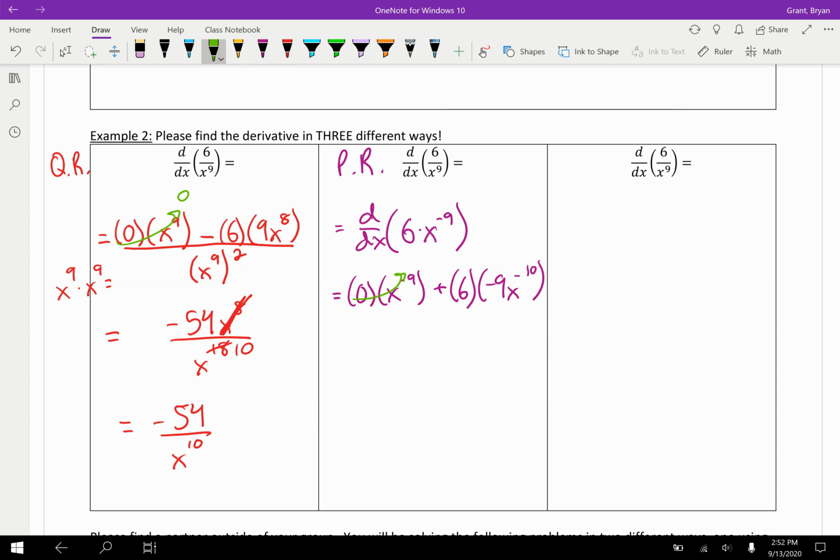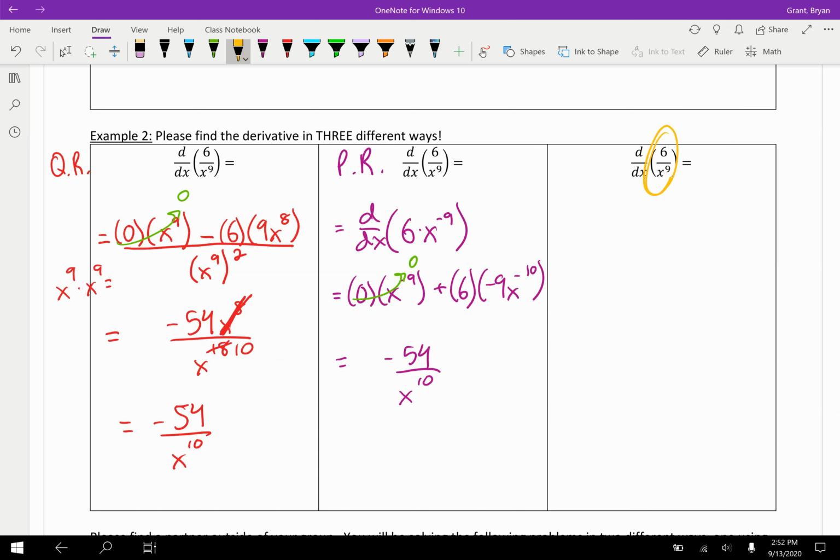Well, one bit to clean up becomes 0. The other one, 6 times negative 9 is negative 54, and bring the x to the 10th to the denominator. Right, there's way 2. However, I said we'd go most complicated to least, and I meant it. Let's look at just our traditional power rule.